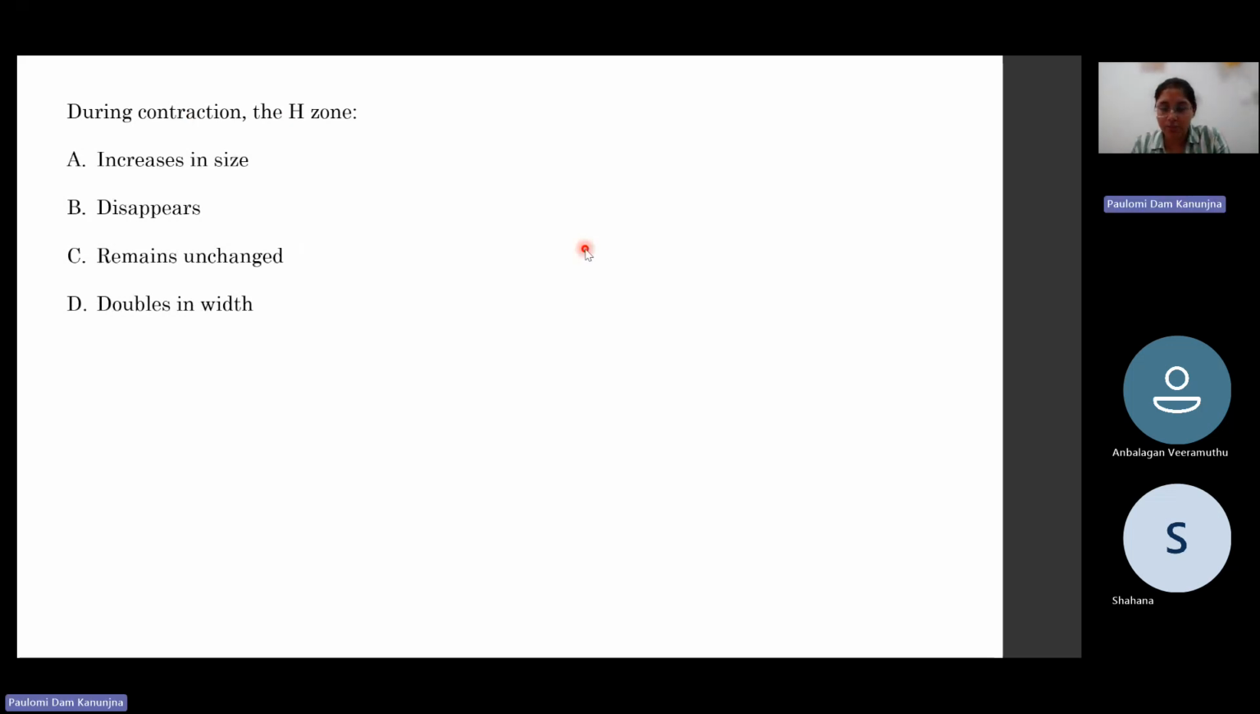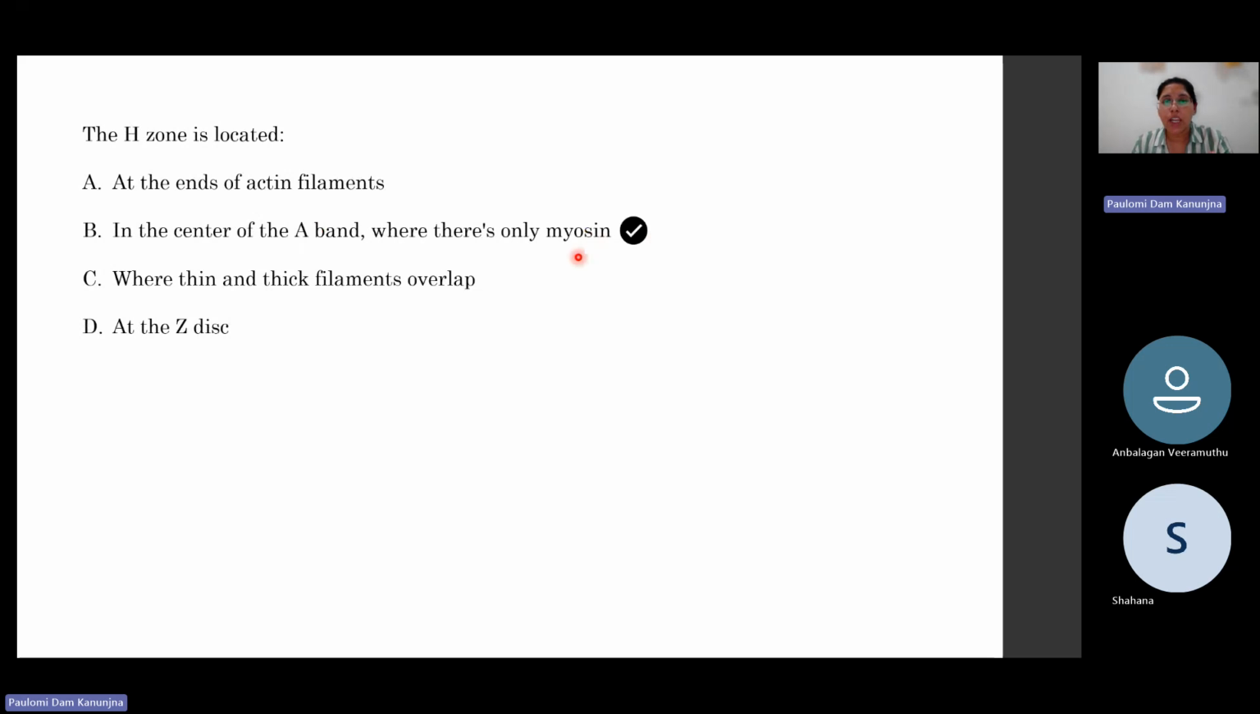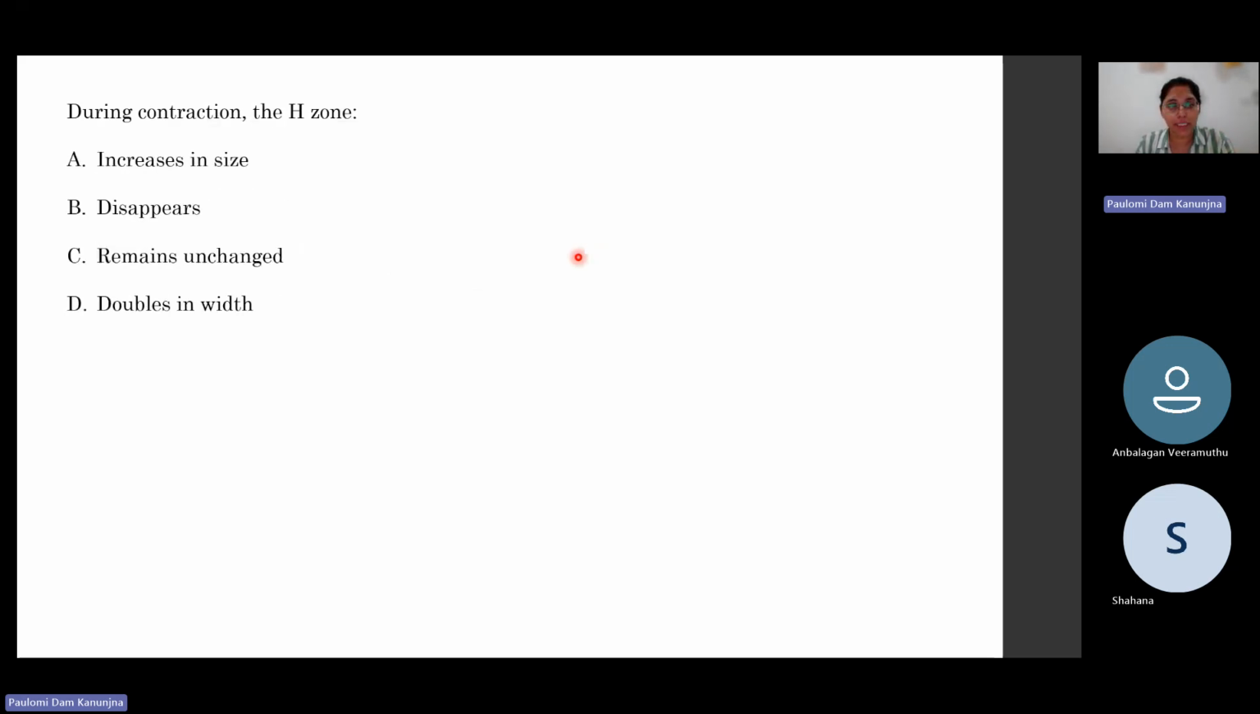Let me come to the answer. So it disappears because the H zone is basically the region of filaments. If you come back here, it's only myosin. Now your myosin and actin are coming close to each other, so there is no region of only myosin left. So your H zone disappears.